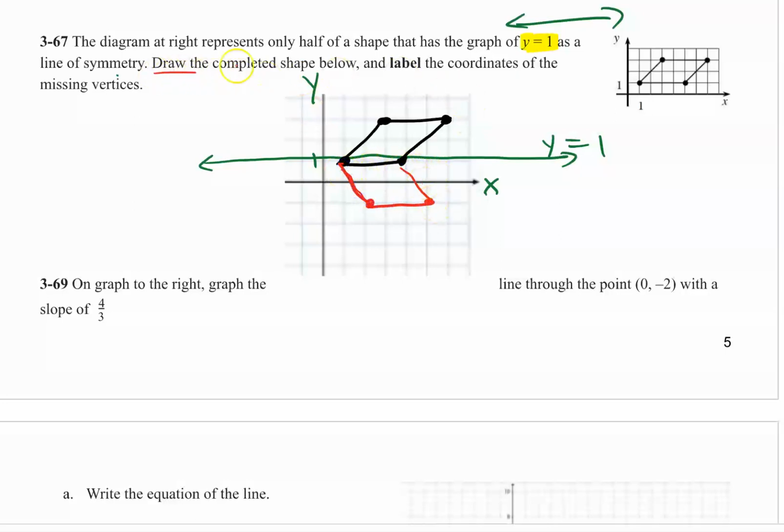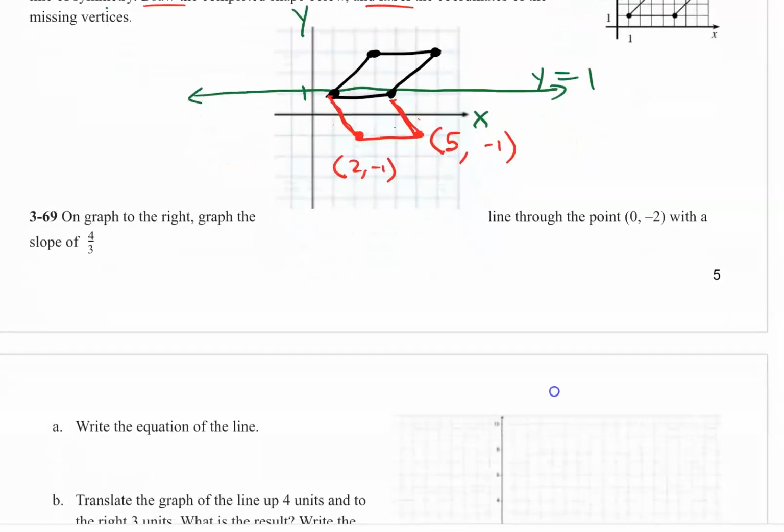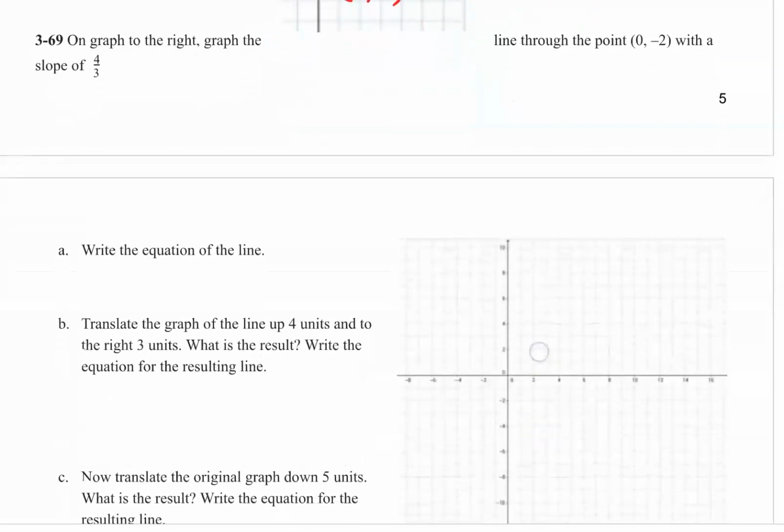It says draw and label the coordinates. So I'm going to label this one with its coordinates. That's 1, 2, 3, 4, 5. X coordinate is 5 and the y coordinate is -1. 2, -1. Okay, so that was that one. This one got a little chopped off. I hope it's better on your homework.